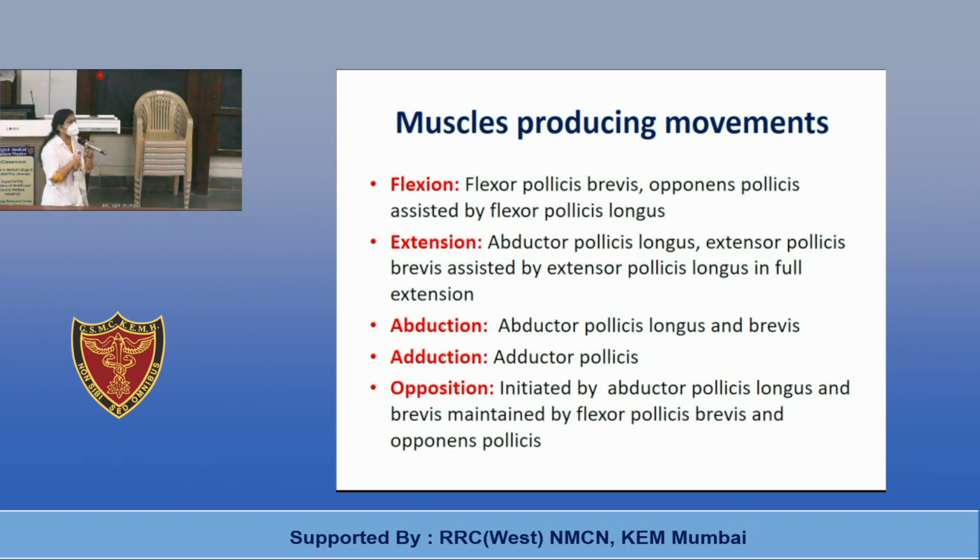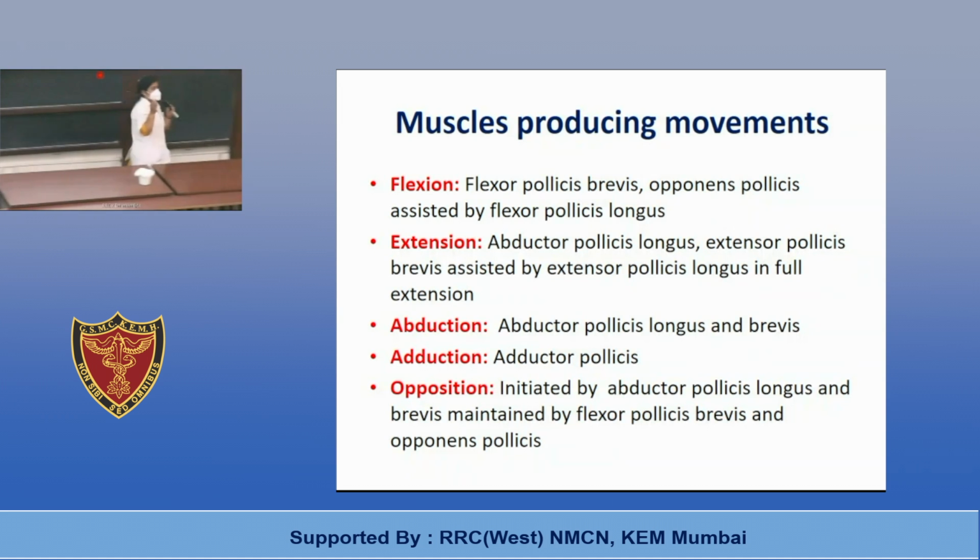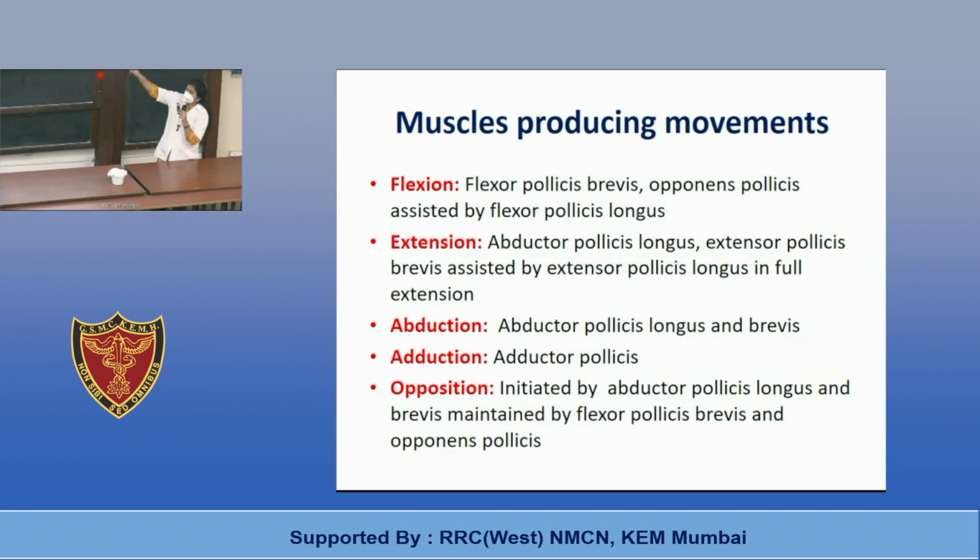For the thumb, there is a separate adductor, called adductor pollicis. For the rest of the fingers, adduction is produced by palmar interossei and abduction by dorsal interossei. But for the thumb, adduction is produced by the adductor pollicis muscle. Abduction is produced by abductor pollicis longus and brevis. Apposition is initiated by abductor pollicis longus and brevis and maintained by flexors. Apposition involves abduction and flexion. That's why it is initiated by abductor muscles and maintained by flexor muscles.